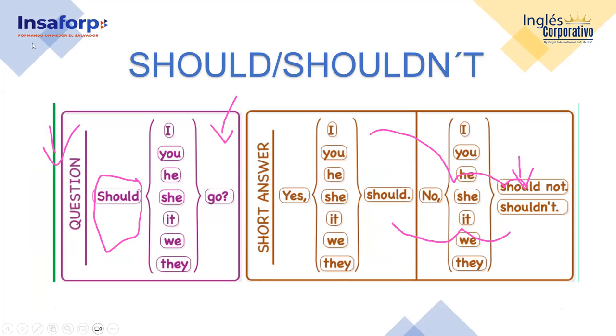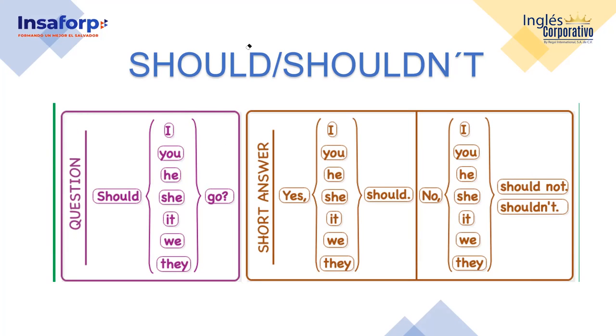And then we have the questions. Those were the sentences. Now we have the questions. If it is a yes-no question, we are going to start with the auxiliary should. Should I go? Should we go? Should she go? Okay. And we have the short answers.